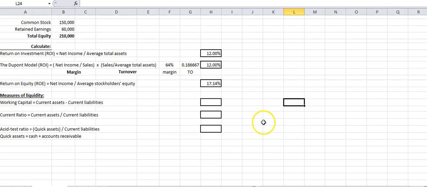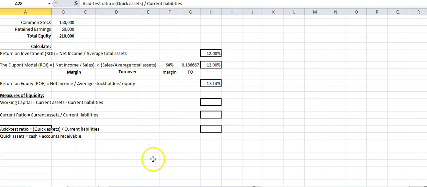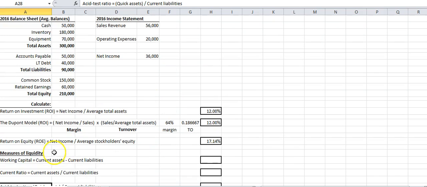Okay, let's take a look at some liquidity measures. Okay, working capital, current ratio, and acid test ratio are liquidity measures. They measure how much cash you have, how liquid you are, you know, in case you get in trouble, how much cash you have on hand. So one ratio is working capital. Working capital is simply current assets minus current liabilities.